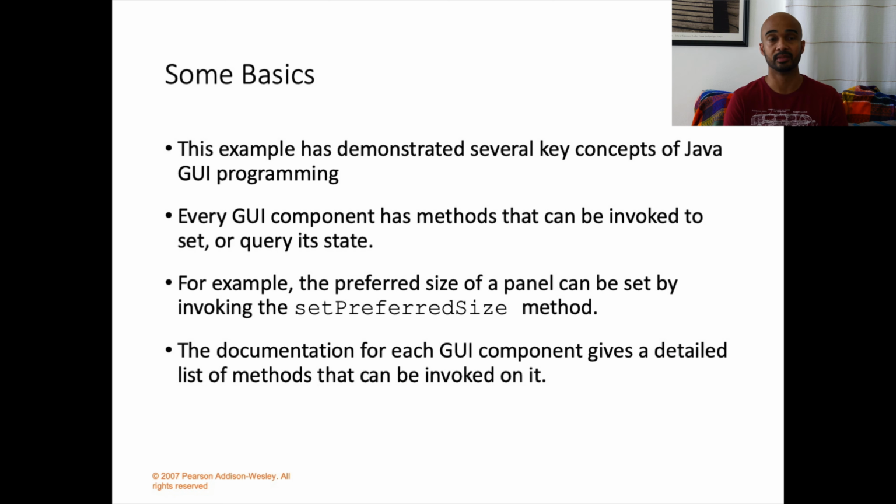This example actually demonstrated a few key concepts of Java and GUI programming. Every GUI component has different methods that can be called, or invoked in this case, to set or query the state. If you notice, we had setters to set the panel on the frame, and we had getters to get the content pane from the frame in order to add something to it.